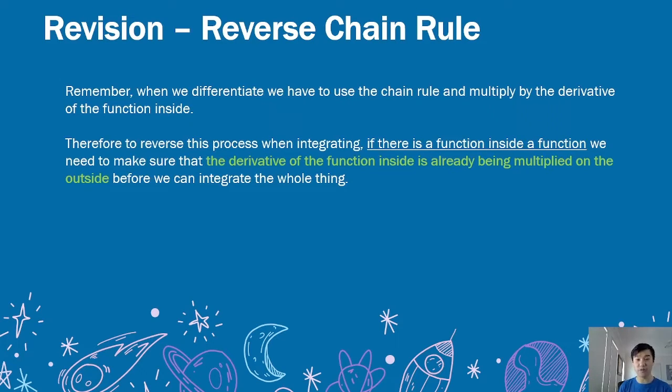So in order to reverse the process when you're integrating, if there's a function inside a function, you want to make sure that the derivative of the function inside is already being multiplied on the outside before we can integrate the whole thing. So this is known as the reverse chain rule.